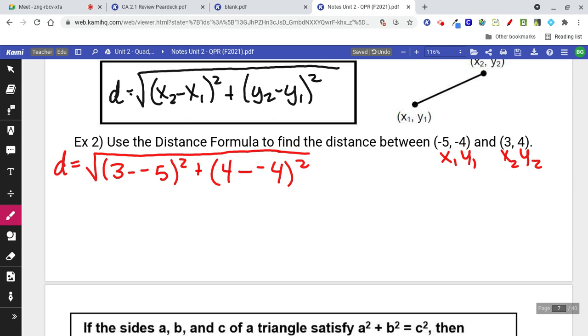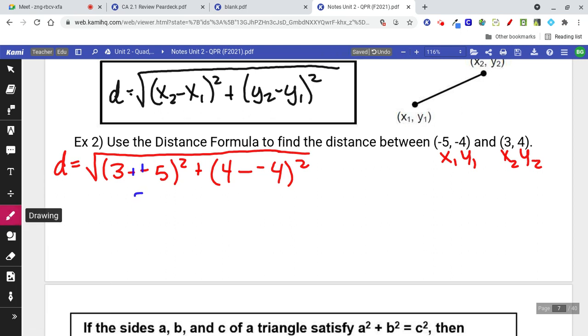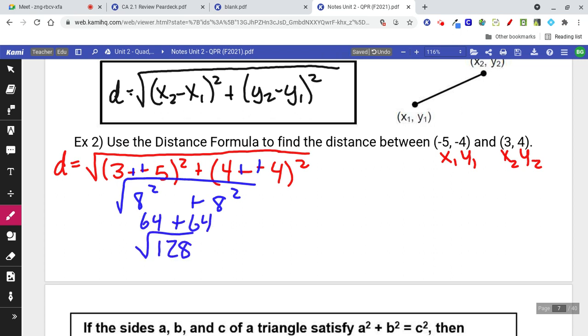square it. Minus minus is going to be plus, that gives me 8. Minus minus is going to be plus, that's going to give me 8. So notice we have a couple of 8s there. 8 squared plus 8 squared is 64 plus 64 is 128. We have that square root of 128 again. Breaks into square root of 64 times square root of 2, or 8 times the square root of 2.